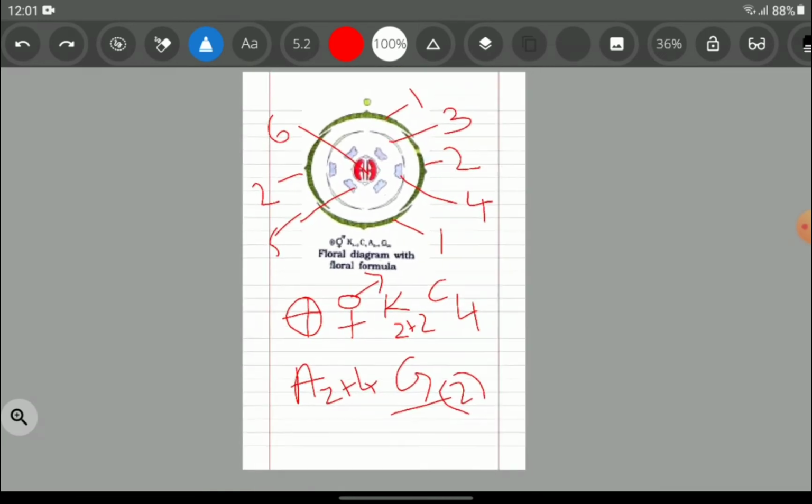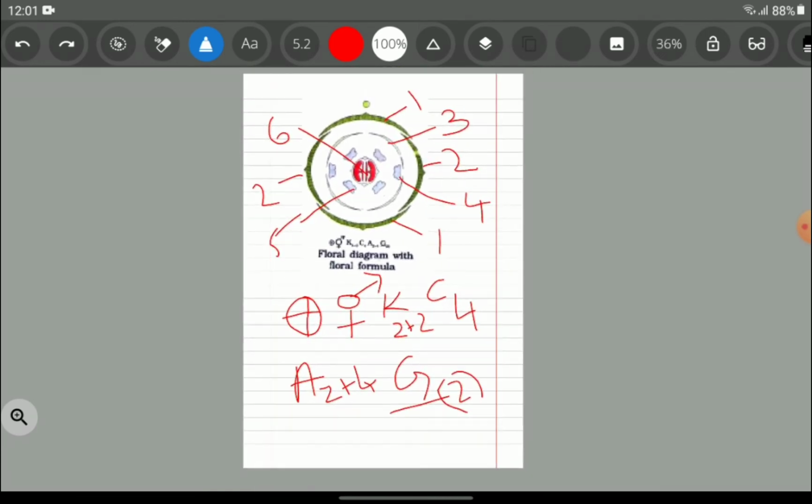If you want to see it in one glance, so here you can. The first thing is about the symmetry, that is actinomorphic. Then comes the gender, that is it's bisexual. Then comes the calyx, 2 plus 2, 2 in the outermost circle and the other 2 in the innermost circle. Then comes the corolla, that means it's a petal. There are 4 in the same circle.